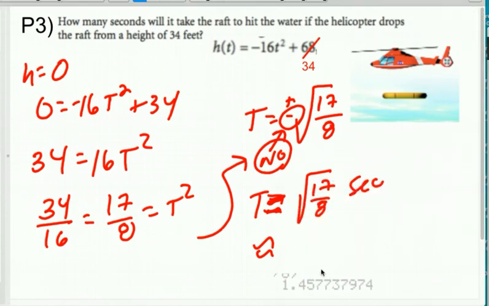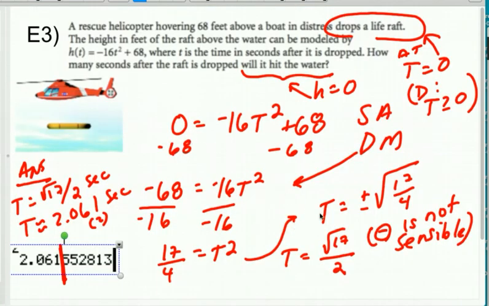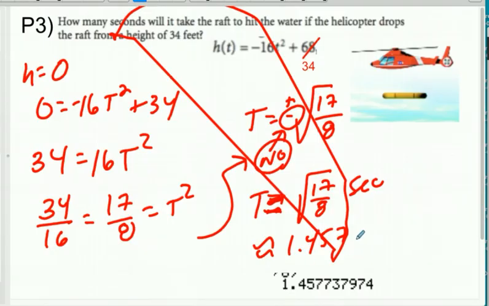So if we drag this here, I either get 1.457 or 8. Oh, my bad. I take it back. There we go. 1.457 or 8 seconds. Again, you're not going to put both, right? So this is where the line is. You either round or truncate, not both, okay? All right. That's the end of this video.